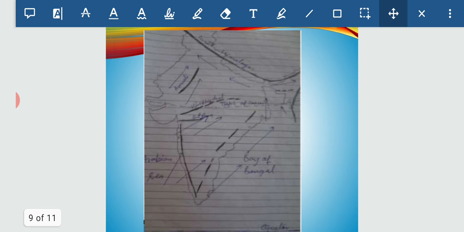Now the term monsoon that was described in the slide, monsoon is considered a seasonal reversal of wind direction. Now you can see the map. Here you can see the map.